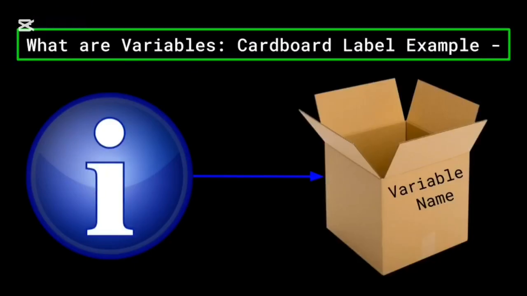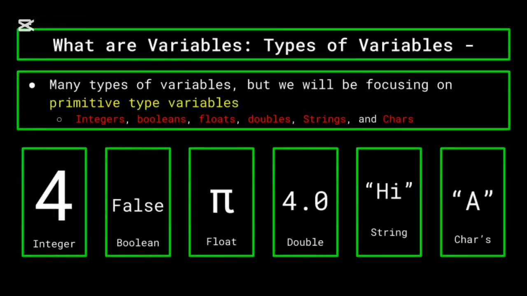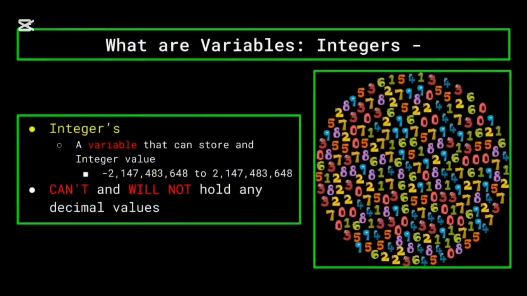Now, there are many different types of variables that a programmer can use, but right now, we will just be covering what are called primitive variables, which include integers, booleans, floats and doubles, strings, and characters. We'll start off by talking about an integer. An integer, or int for short, is as simple as it sounds, a variable that can store an integer value.